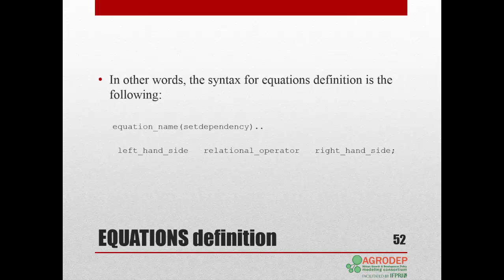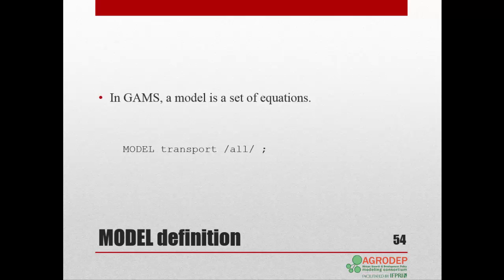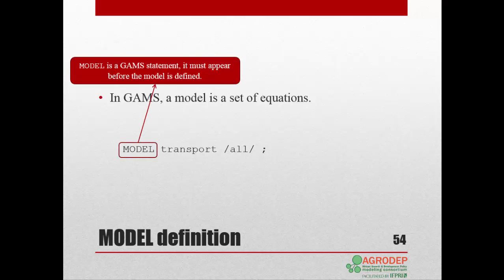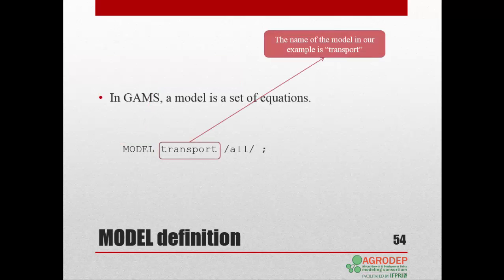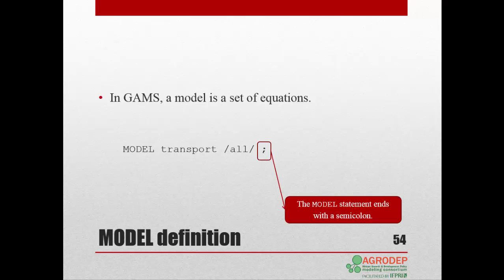We now move to the model to be solved. In GAMS, the model is a set of equations that must be solved simultaneously. Model is a keyword. It is followed by the name of the model. In our example, it is called transport. The list of equations to be solved is set between slashes. If all the equations defined are to be included, the keyword all can be substituted for the list of equations. A semicolon signals the end of the model statement.